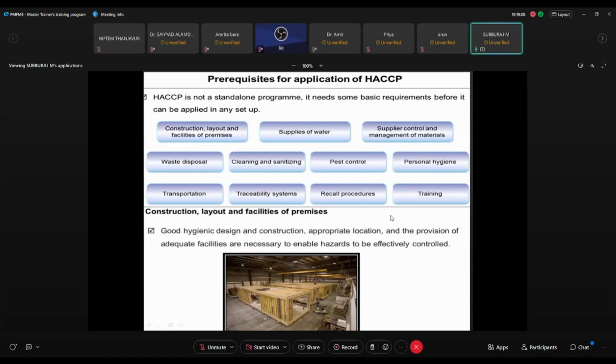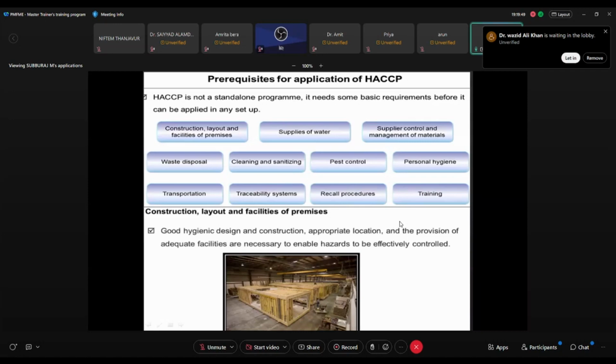So I already showed the construction and layout and the facility premises. The construction should be very good and easily accessible, and we have to think about safety and all the matters. The layout also should be a unidirectional flow. It shouldn't be reversed. It should be very perfect. And in the facility, the electric connectivity should be very perfect, with no short circuits. Appropriate light is very important. And all the construction should be very good, and it should be ventilated. Afterlight is also very important.